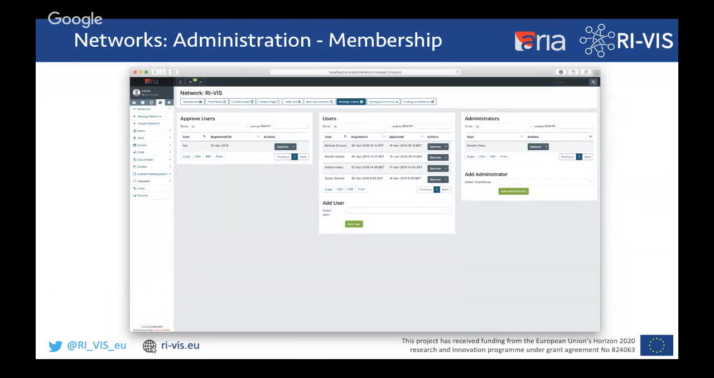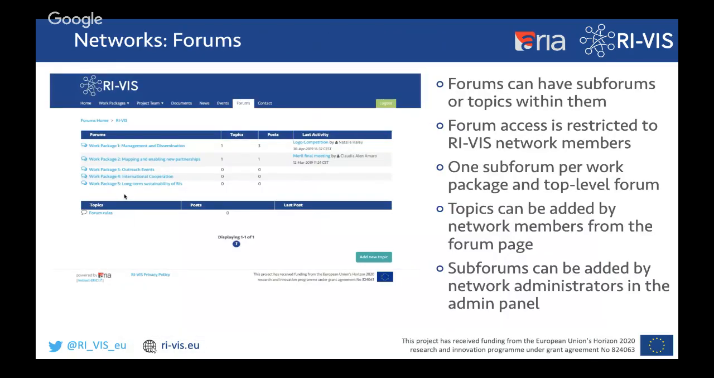And you might want to do this, for example, if a network administrator had left their current position in their organization and no longer worked on the project, they probably shouldn't be administrating the network anymore. One example of an area users will not be able to access without being a member of the network is the RI-VIS forum. Note that this is configurable, the permissions for forum access, and we could have opened the forums to non-members, but we chose not to in this case. Other networks may have set their forum positions slightly differently.